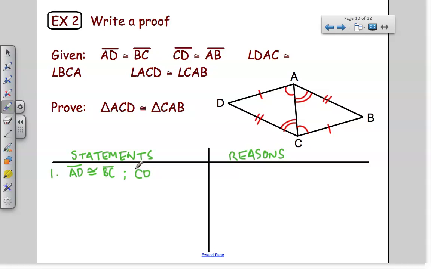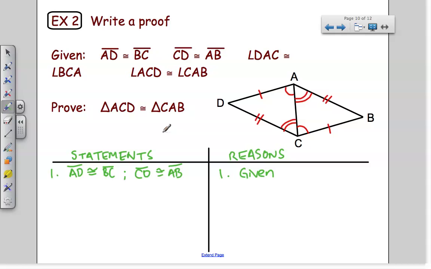and CD is congruent to AB. Now I'm putting these in the same step only because they're both sides. I was given two side pairs that are congruent. But remember, if I want to prove that these triangles themselves are congruent, I'm going to need all three sides congruent that correspond, and all three angles congruent that correspond.